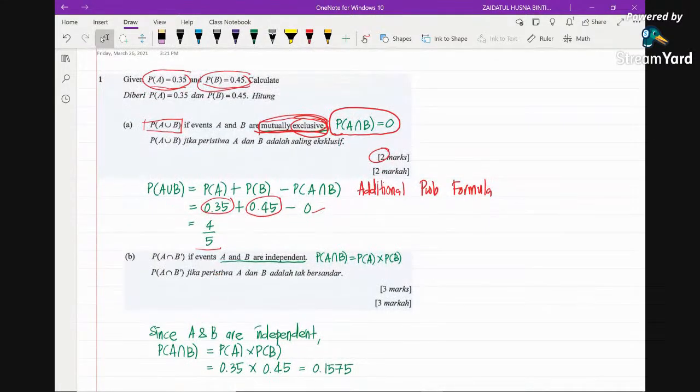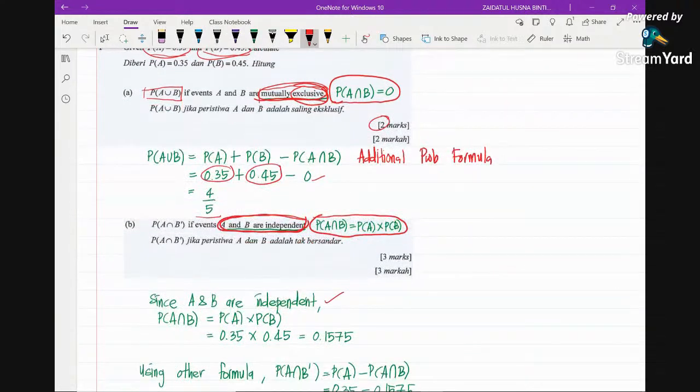Now the question says find probability of A intersect B prime if events A and B are independent. Previously we were given that events A and B are mutually exclusive. Now we are given that these two events are independent. Let's recall, independent means the occurrence of one event does not affect the occurrence of another event. Which means the probability of A intersect B is equal to PA times PB. So we just have the two values, we multiply them both. So this is the value of PA intersect B.